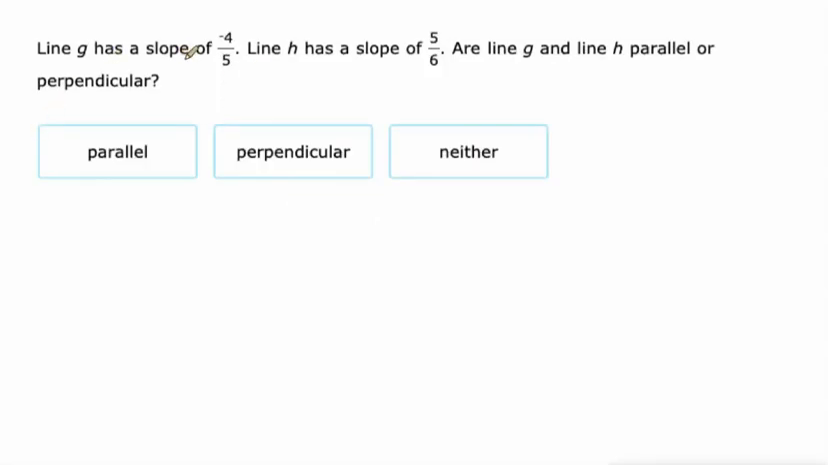Line G has a slope of -4/5. Line H has a slope of 5/6. Are line G and H parallel or perpendicular or neither? Well, they don't have the same slope, and their slopes aren't opposite reciprocals. So these are neither parallel nor perpendicular.